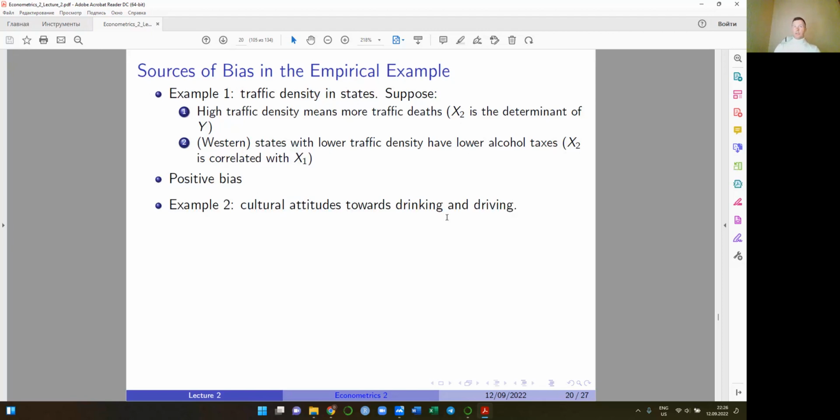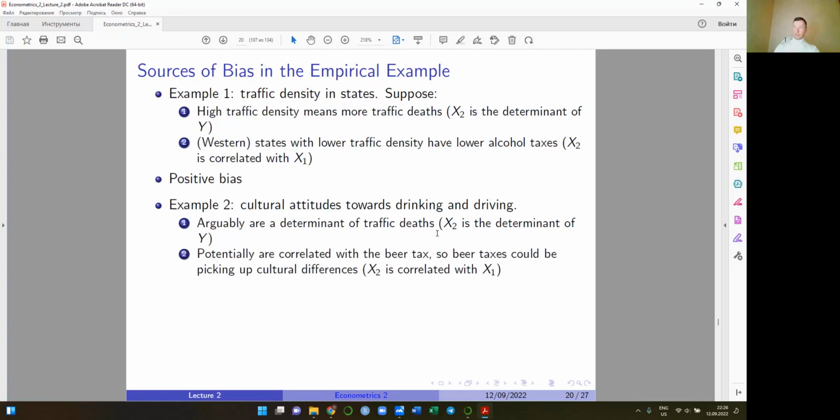Example number 2, cultural attitudes towards drinking and driving. We can argue that this is a determinant of traffic death. If for some people in the local community it is okay to drink and drive, probably we can expect a higher number of traffic deaths because of drinking. And potentially this might be correlated with the beer tax, because beer taxes could pick up cultural differences. Maybe in societies where it is not appropriate to drink and drive, taxes are higher. Again, we may expect a positive bias.